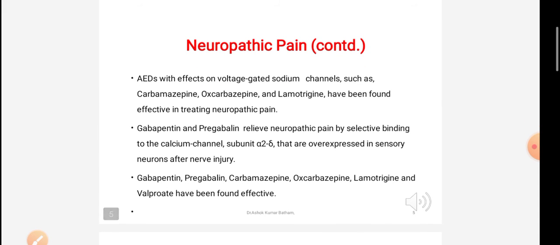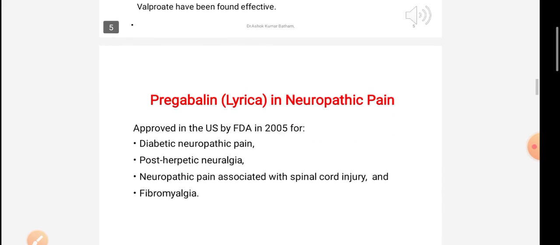Anti-epileptic drugs with effects on voltage-gated sodium channels such as carbamazepine, oxcarbazepine, and lamotrigine have been found effective in treating neuropathic pain. Gabapentin and pregabalin relieve neuropathic pain by selectively binding to the calcium channel subunit alpha 2 delta that are overexpressed in sensory neurons after nerve injury. Clinically, gabapentin, pregabalin, carbamazepine, oxcarbazepine, lamotrigine, and valproate have been found effective.